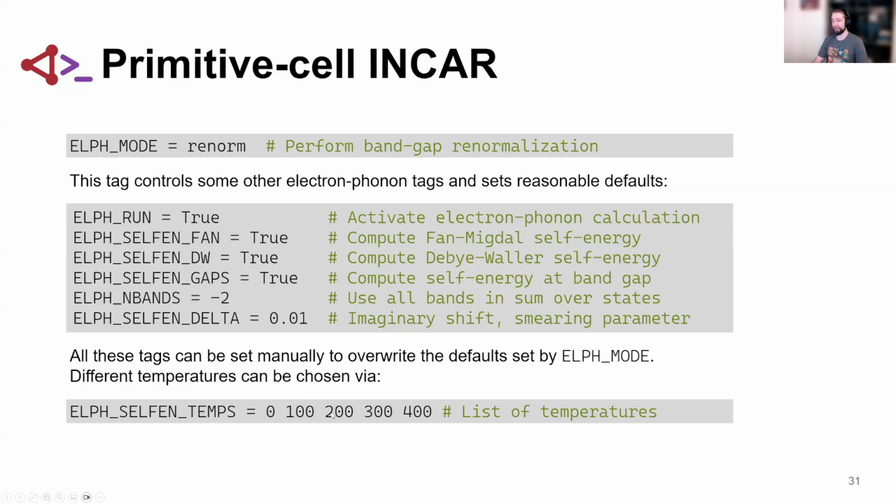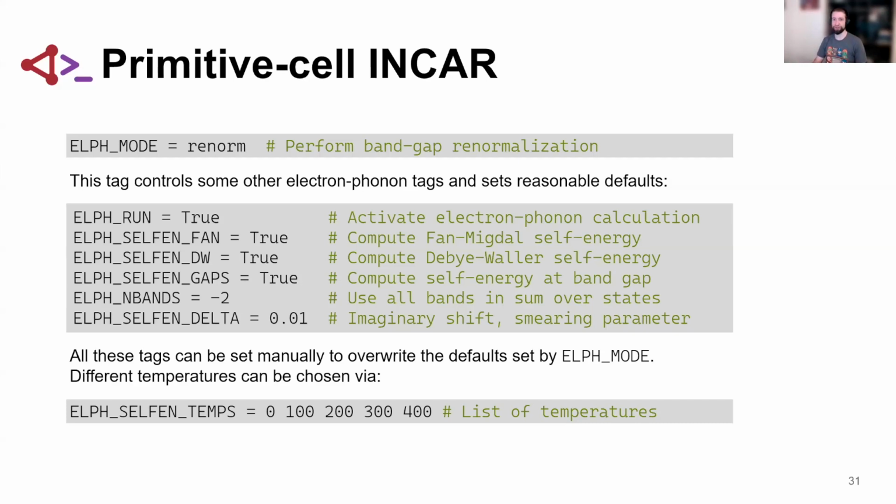And then you can specify a list of temperatures. So here it's 0, 100, 200, 300, and 400 Kelvin. And VASP will run your self-energy calculation for all of these temperatures very efficiently without having to recalculate matrix elements, and it will give you an output for each temperature at the end of your run.